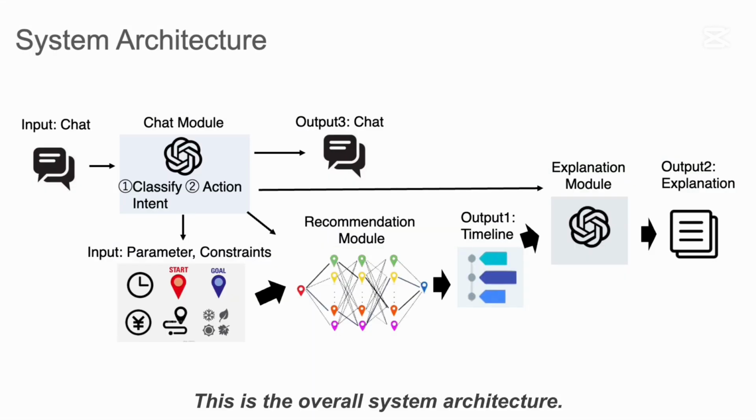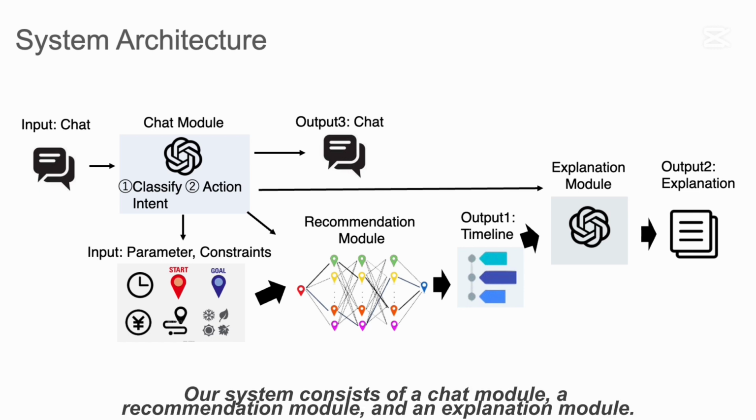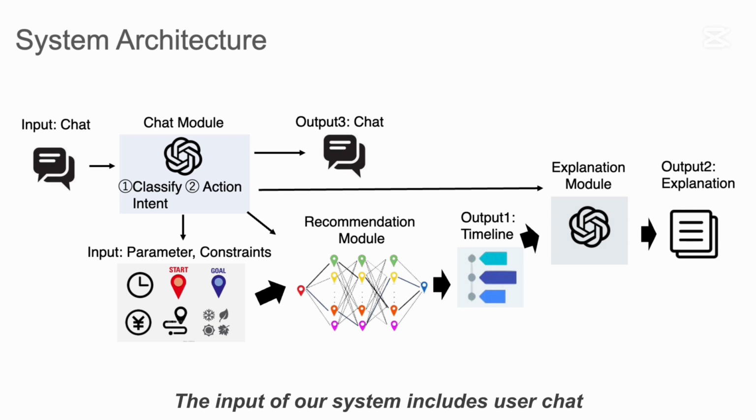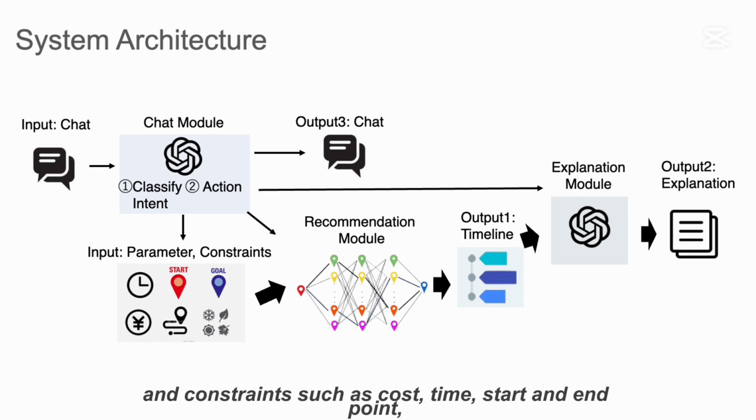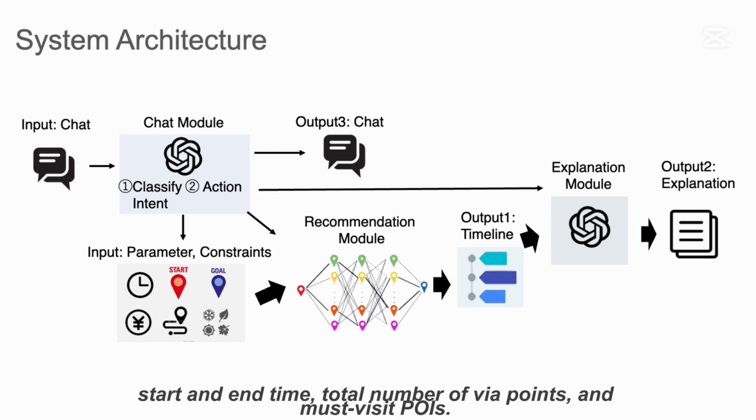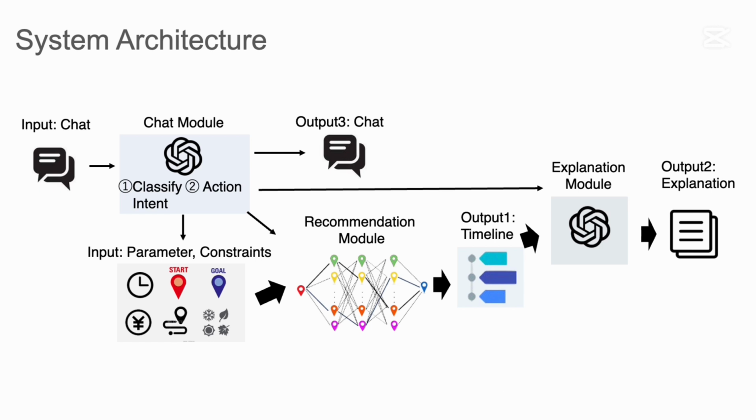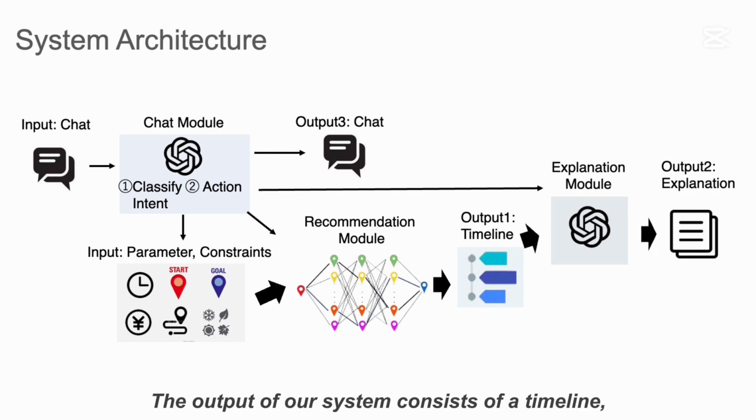This is the overall system architecture. Our system consists of a chat module, a recommendation module, and an explanation module. The input for our system includes user chat and constraints such as cost, time, start-end point, start-end time, total number of viewpoints, and must visit POIs. The output of our system consists of a timeline, explanation of the timeline, and chat.